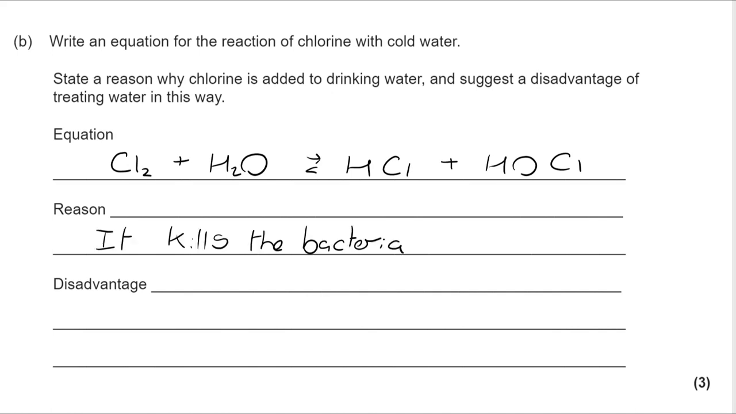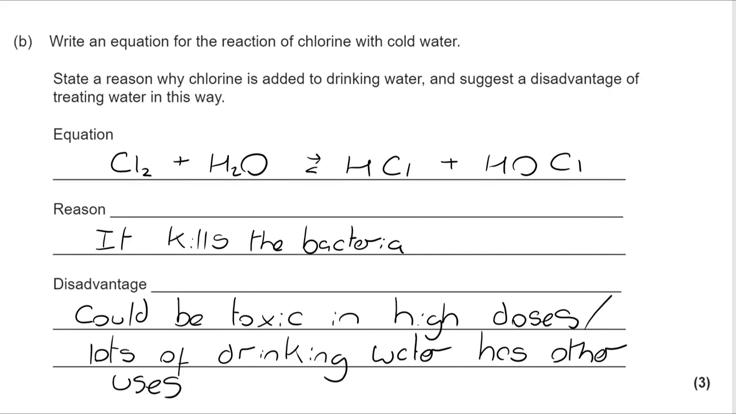Now, we add chlorine to kill bacteria, and it's important that we give that level of detail. We can't simply say it cleans the water. It kills bacteria. Disadvantages, we've got more than one choice here. If it got to high enough doses, it could be toxic. You wouldn't aim to do that, but people could put too much chlorine in, and that would be a risk. But also, if we think about potable water, tap water, not all of it is used for drinking. So if we're using it to wash clothes and wash dishes, actually is that a waste of chlorine in water that would not be drunk?